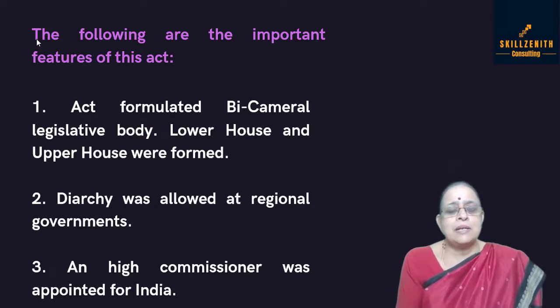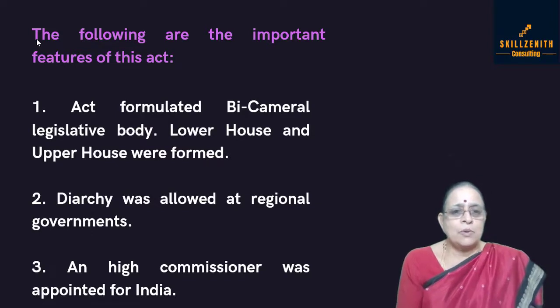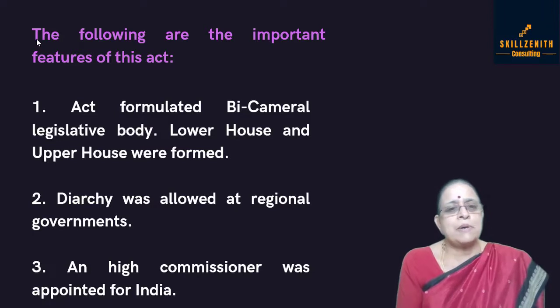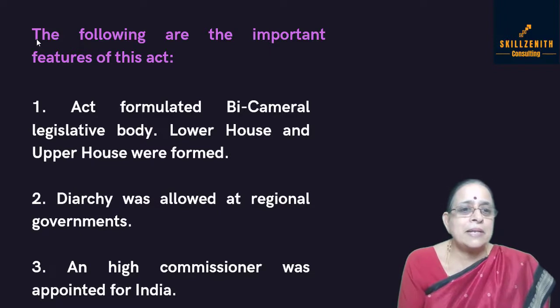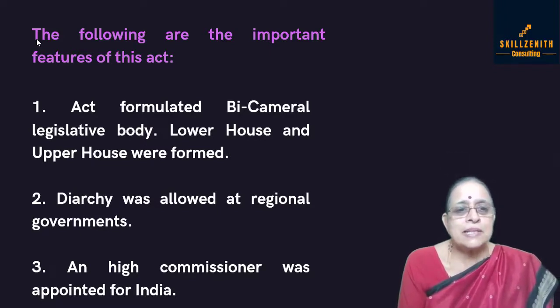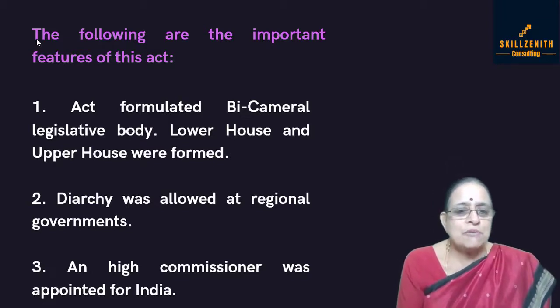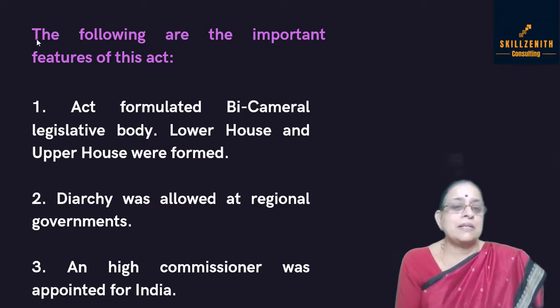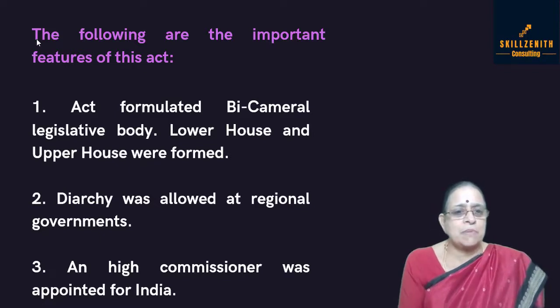Many things, the judiciary council, in administration the executive, judiciary, legislature, the upper house, lower house, whatever we are following today in the politics of India, we have adopted from the Britain government. The act formulated a bicameral legislative body. Bi means two. Lower house and upper house were formed. Because we cannot expect the center to solve all our problems. So there should be a lower house and an upper house.